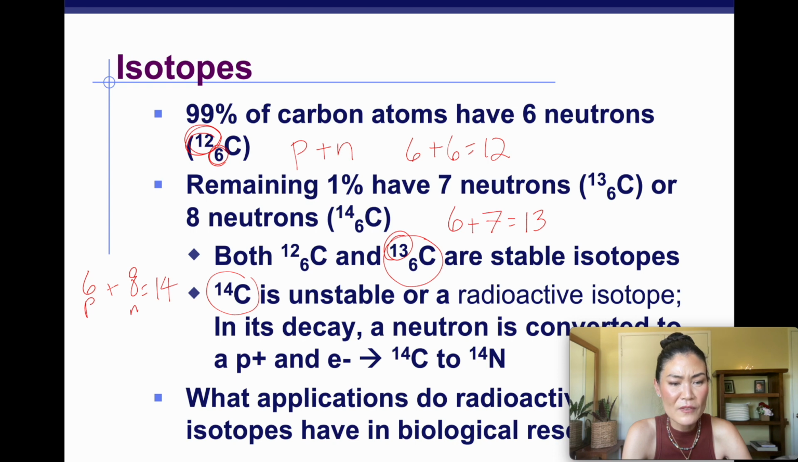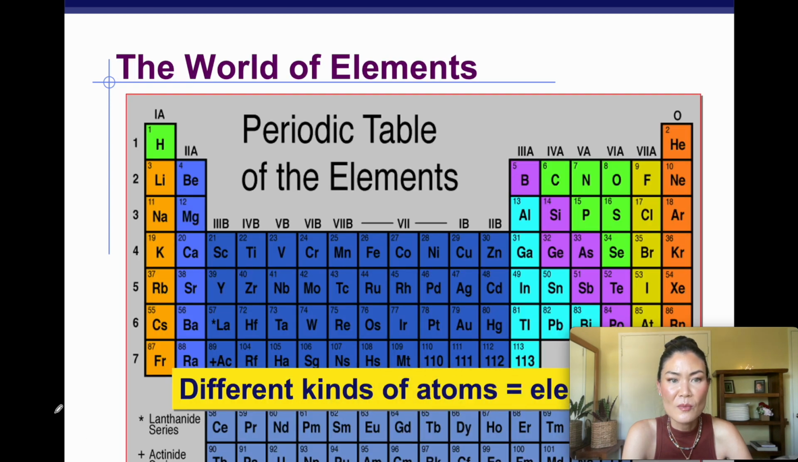So that's just one of the uses of isotopes. So here's a periodic table, the periodic table of elements. Different kinds of atoms make up the different elements. And like I said, there are 92 naturally occurring elements on our planet. That last one is uranium down here, okay?